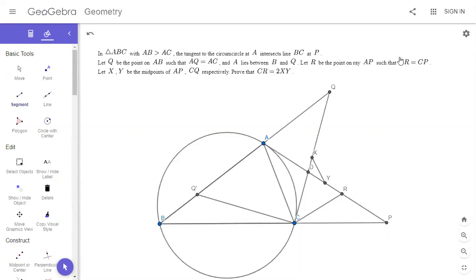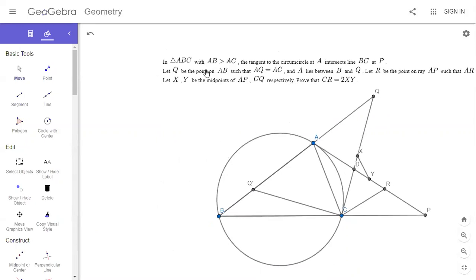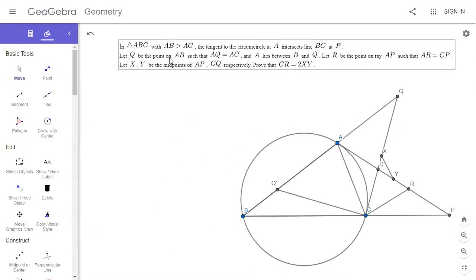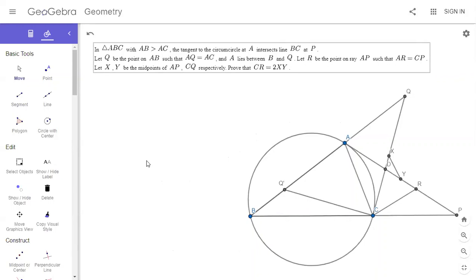And that's where we use that AR is equal to CP. Okay. I am going to write that out. Let's move this to the side, maybe shrink it just a little bit so I have room. Right.